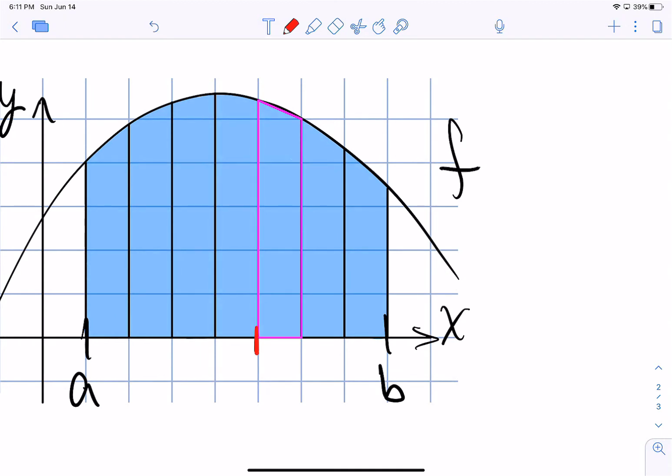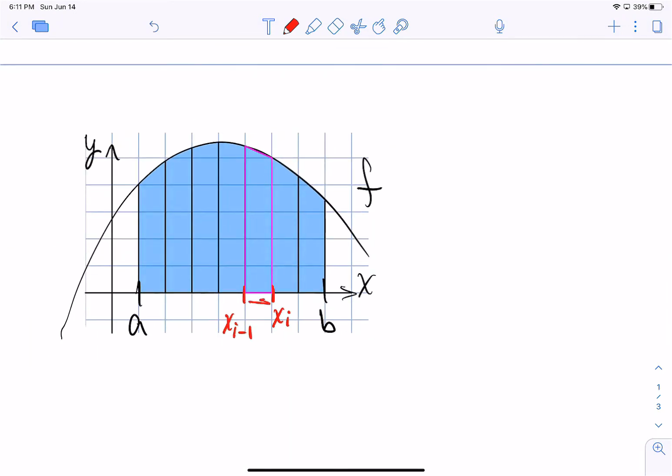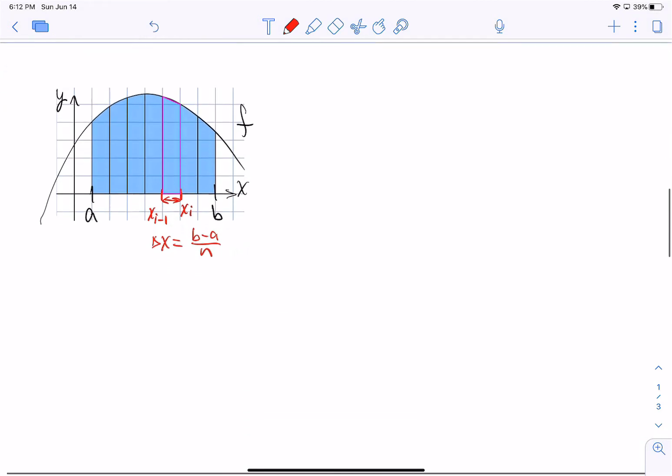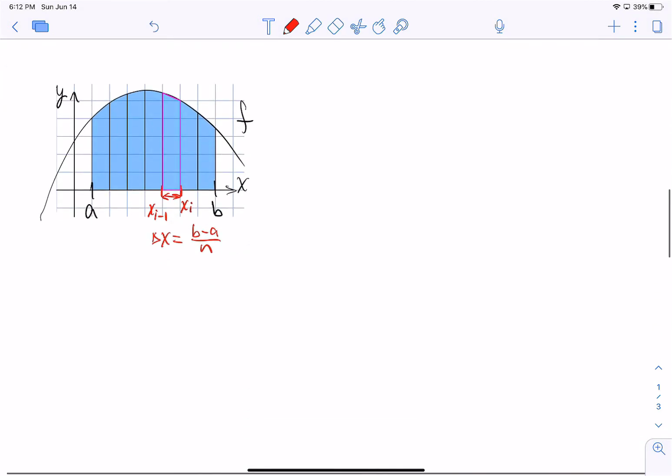For this trapezoid, I still want to consider the ith subinterval. We still have x sub I minus 1 and x sub I, and a width that is delta x, which is b minus a over n. When we set up the fundamental units, though, using trapezoids, we have a slightly different formula.